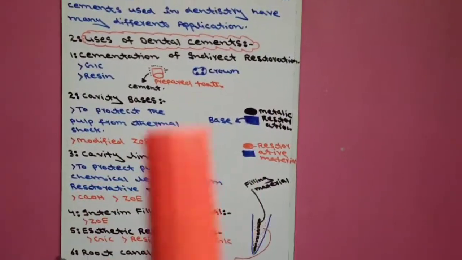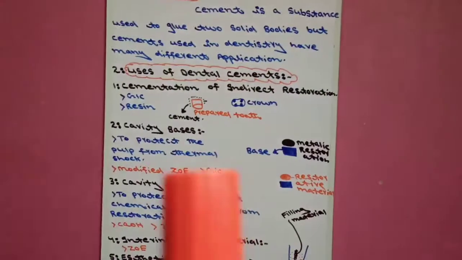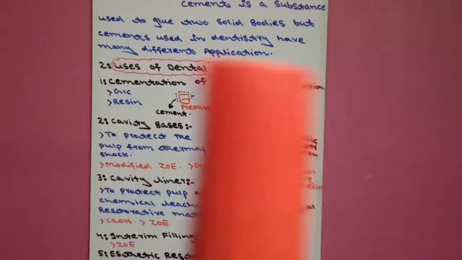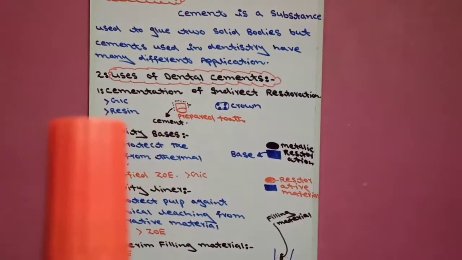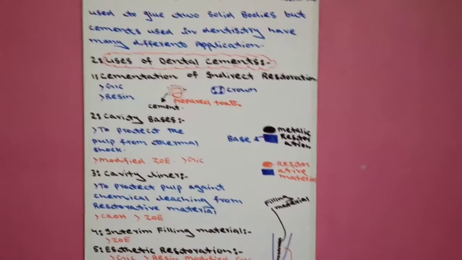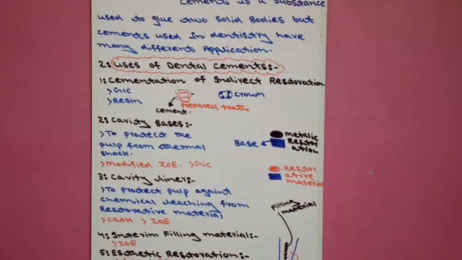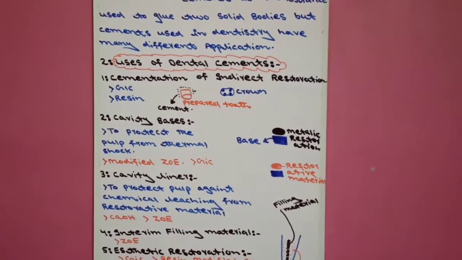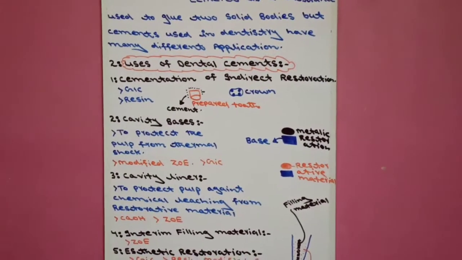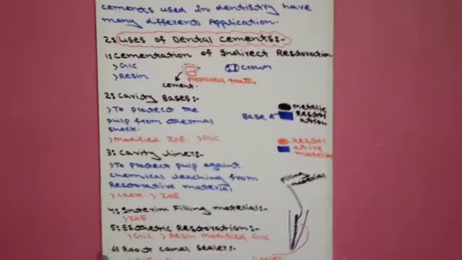Cementation or luting of indirect restoration. Now, which cement do we use for cementation? GIC, glass ionomer cement, and second is resin cement. In the recent condition, the most widely used is resin cement.